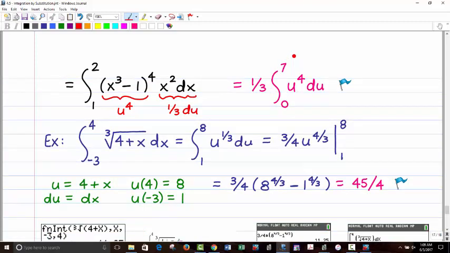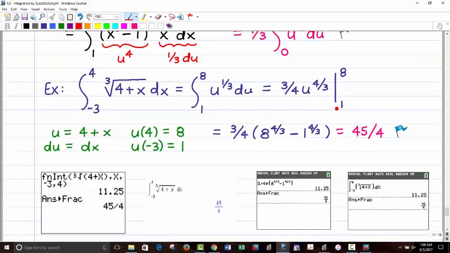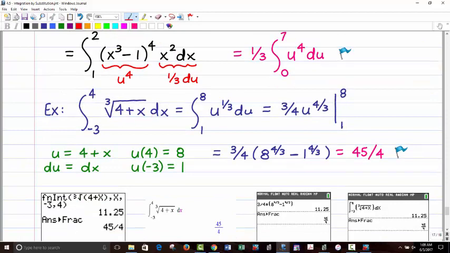All right, let's look at the next one, a substitution problem. So u would be 4 plus x, because that'll make that u to the 1/3 right here. Du is just dx, so there's a perfect fit. We don't have to divide by anything. Fits perfectly.